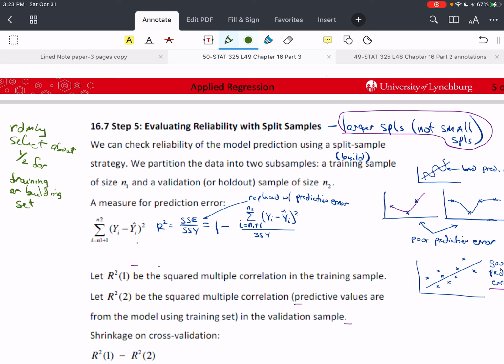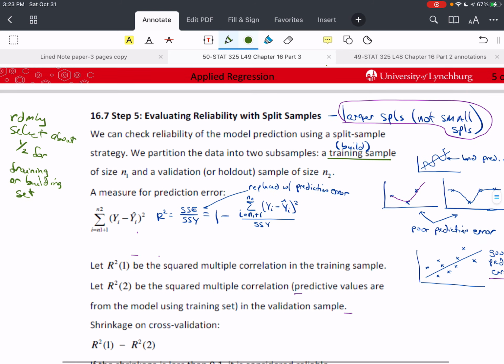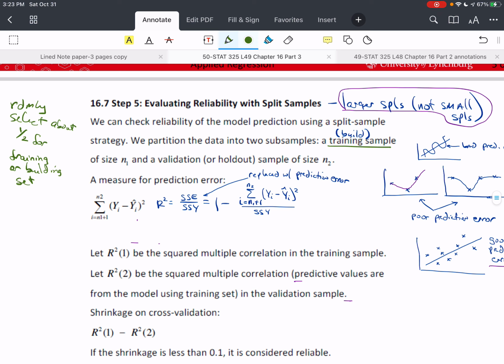And what we normally do is we have this training sample or build sample, and we use it to select the model. That's one way to do it. But this is different, and that's called a validation or sensitivity test. So what we're doing with the book here is a different method.